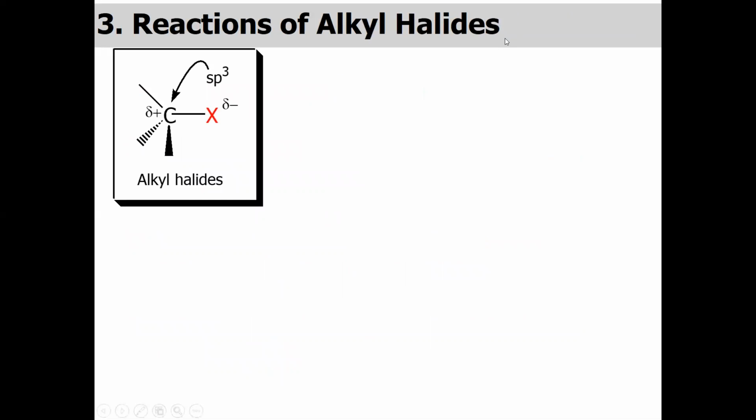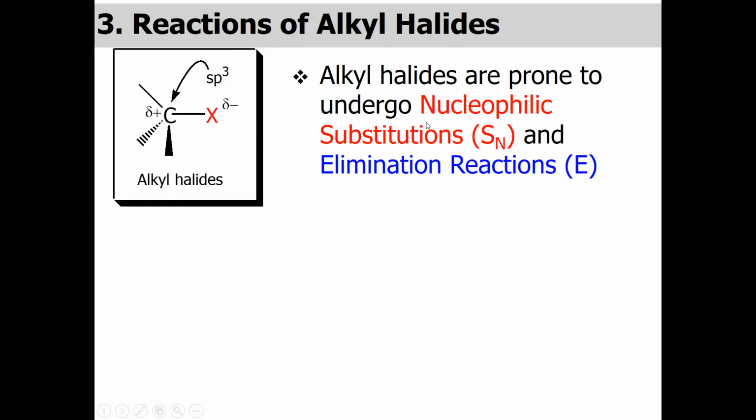Now, coming to the reactions of alkyl halides. Look at the structure of the alkyl halide. This is the sp3 carbon and this is the halogen. Now imagine if any nucleophile comes, this halogen can be eliminated, or this nucleophile can abstract a proton from the carbon and elimination can occur. So we may say alkyl halides generally undergo nucleophilic substitution and elimination reactions. These are the two very important and main reactions of alkyl halides.